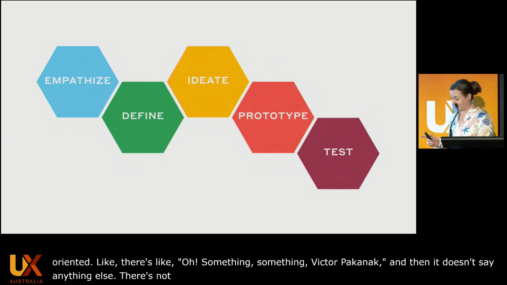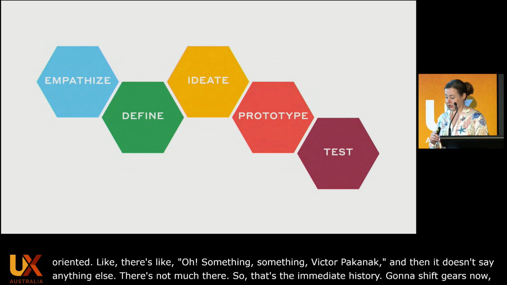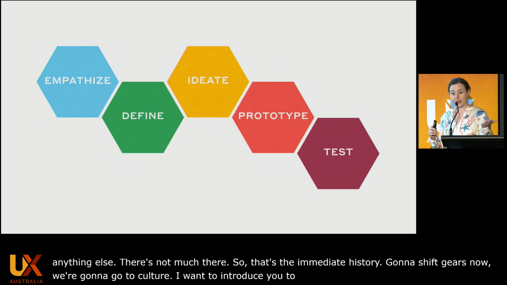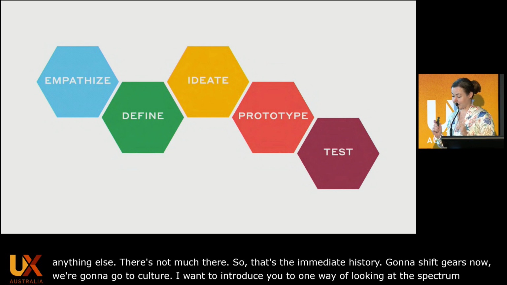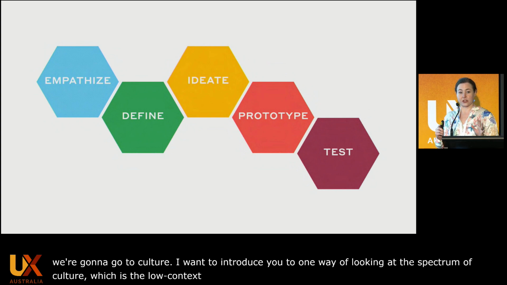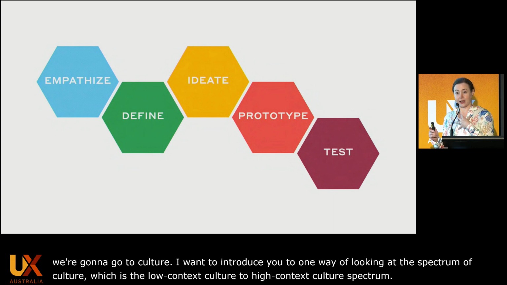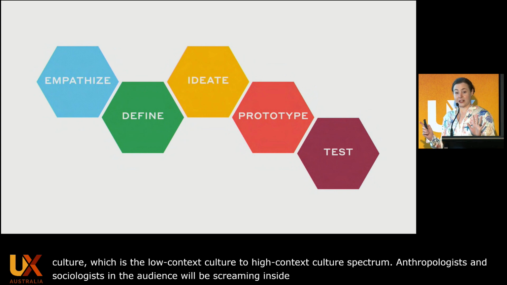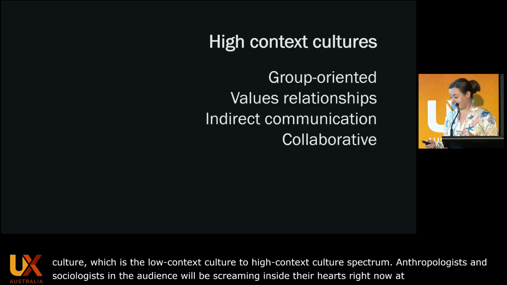Going to shift gears now. We're going to go to culture. I want to introduce you to one way of looking at the spectrum of culture, which is the low context culture to high context culture spectrum. Now, anthropologists and sociologists in the audience will be screaming inside their hearts right now at the oversimplification of this model, but we're going to do it anyhow, and I'll tell you why in a second.